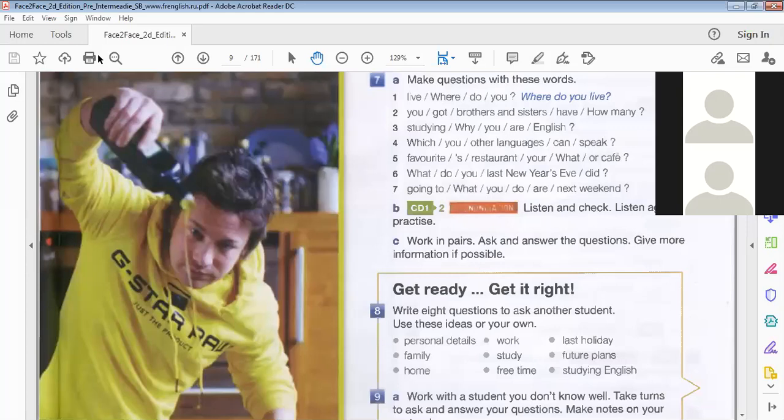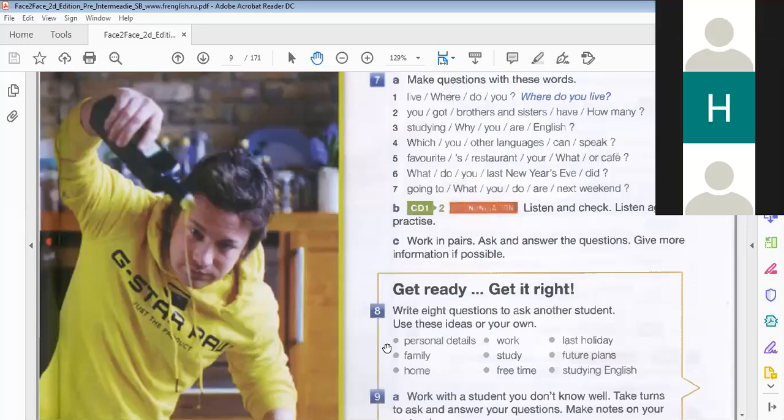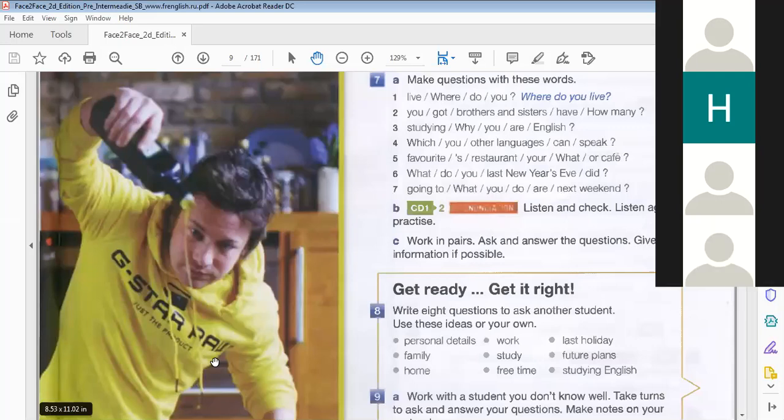Which other language can you speak? English or Arabic. English. Okay, which other language can you speak? Other languages, English. Okay, it's a good question. Ask him another question, Abrar.